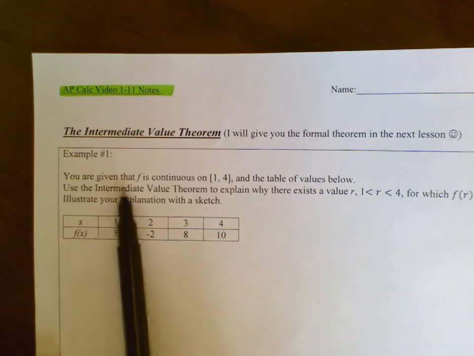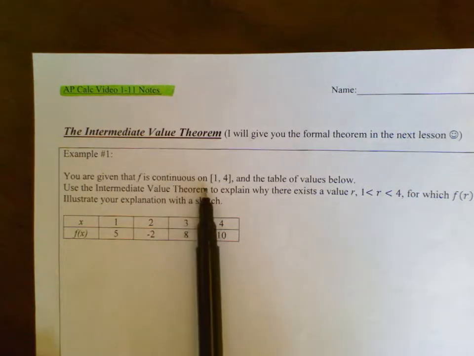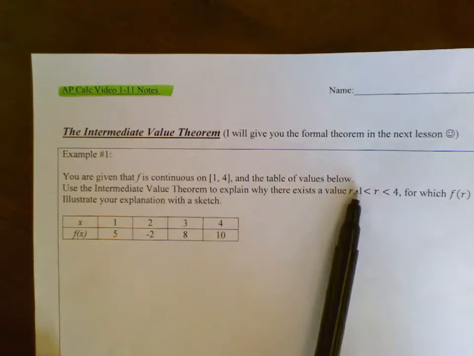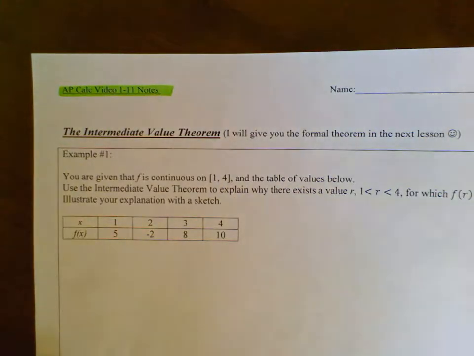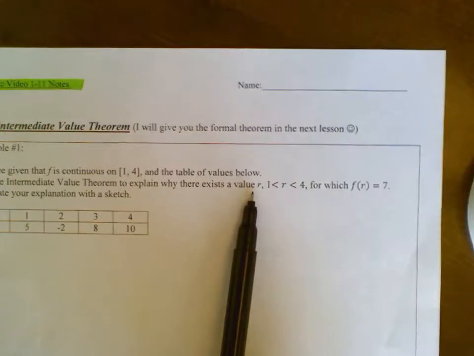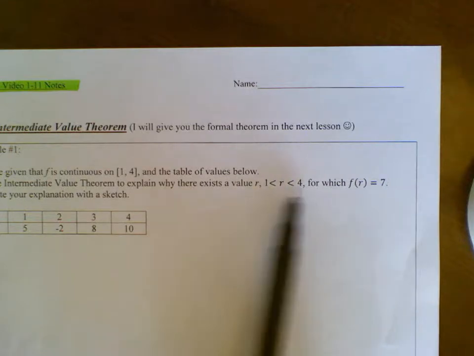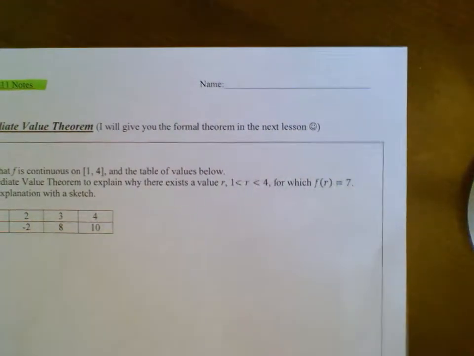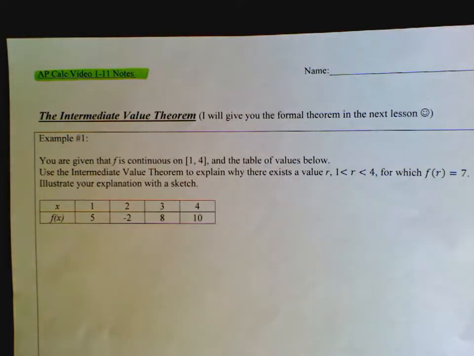So you are given that f is continuous on the closed interval 1 to 4 and the table of values below. Use the intermediate value theorem to explain why there exists a value r that is between 1 and 4 for which f of r equals 7. Illustrate your explanation with a sketch. So we're going to do the sketch first.